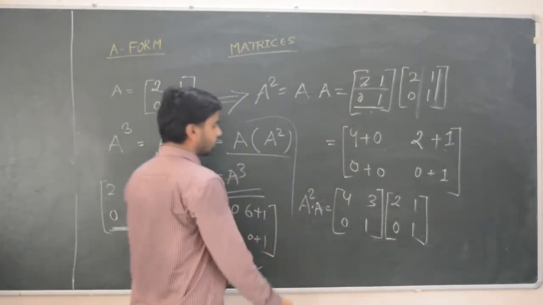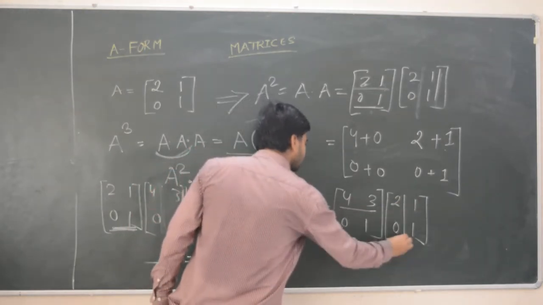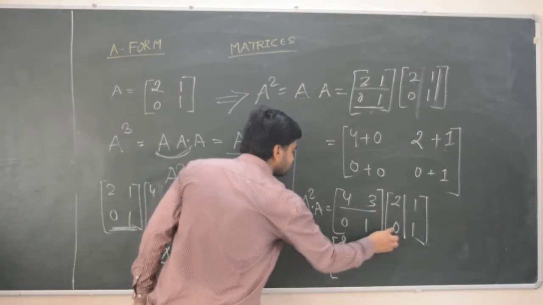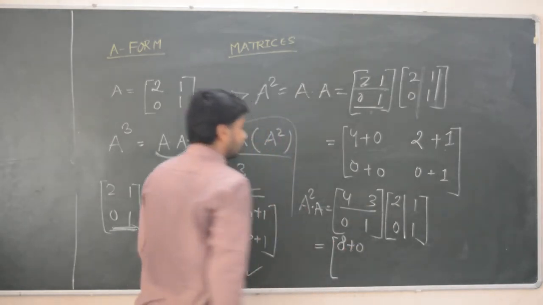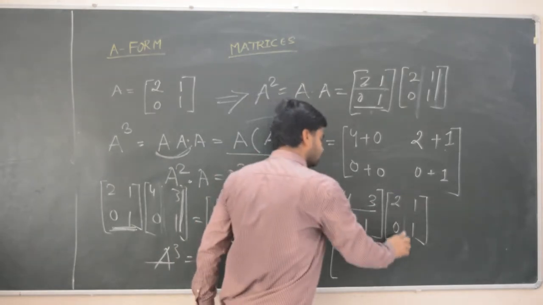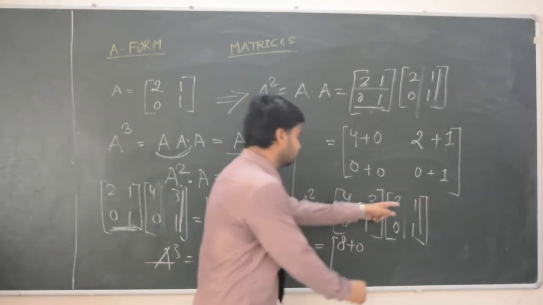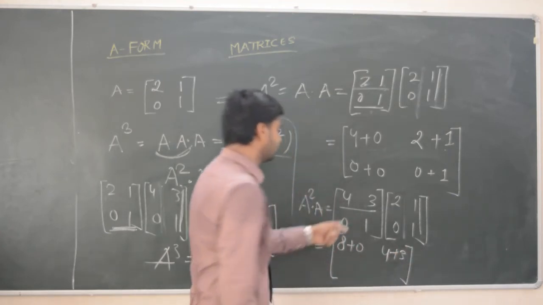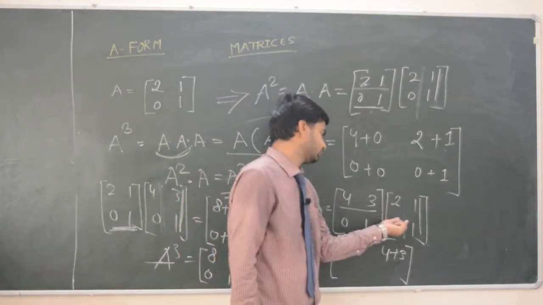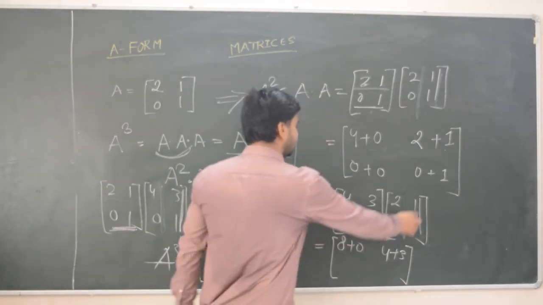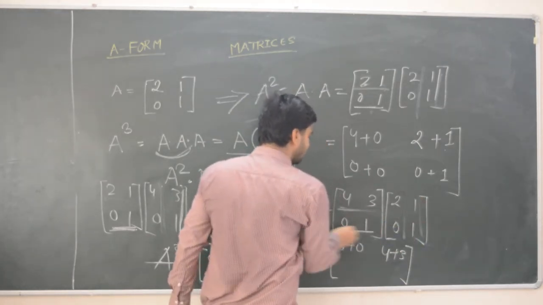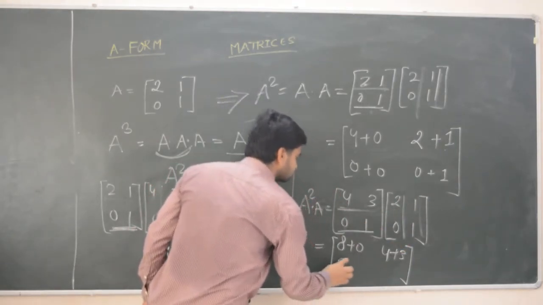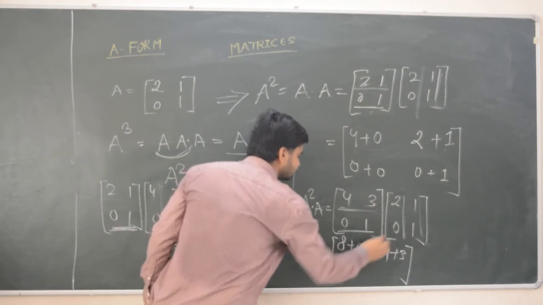The product of these two matrices is possible because the number of columns here equals the number of rows in this matrix. We multiply the first row with the first column, so we get 4 into 2, that is 8, plus 3 into 0, that is 0. Now multiply the first row with the second column: 4 into 1 is 4, and 3 into 1 is 3. Now multiply the second row with the first column: 0 into 2 is 0, and 1 into 0 is 0.